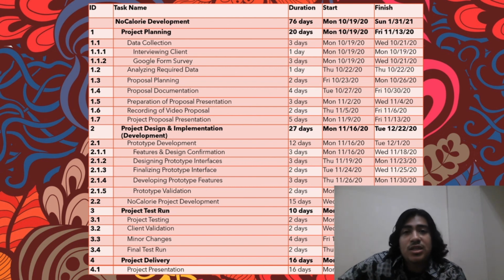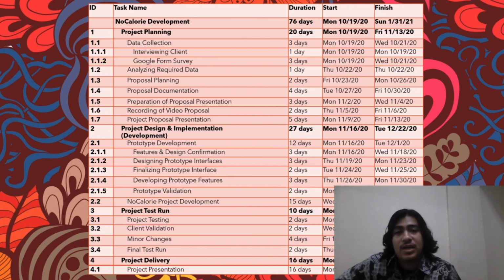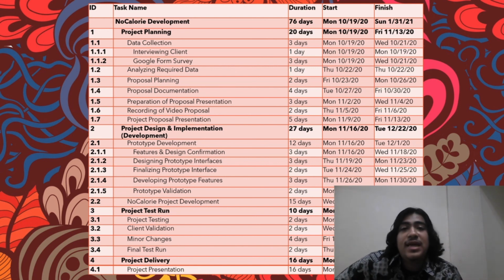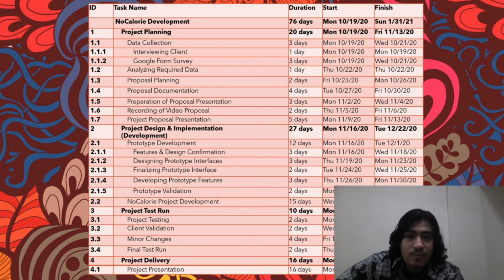Under data collection, you're going to have 2 types of data collection, which is direct interview with the client, and also getting some data from a form survey, which we did using Google Form. After we gain all the data and information that we needed, we analyze it, and then we continue to planning our proposal and then documentation. Then we continue the process until the project proposal presentation.